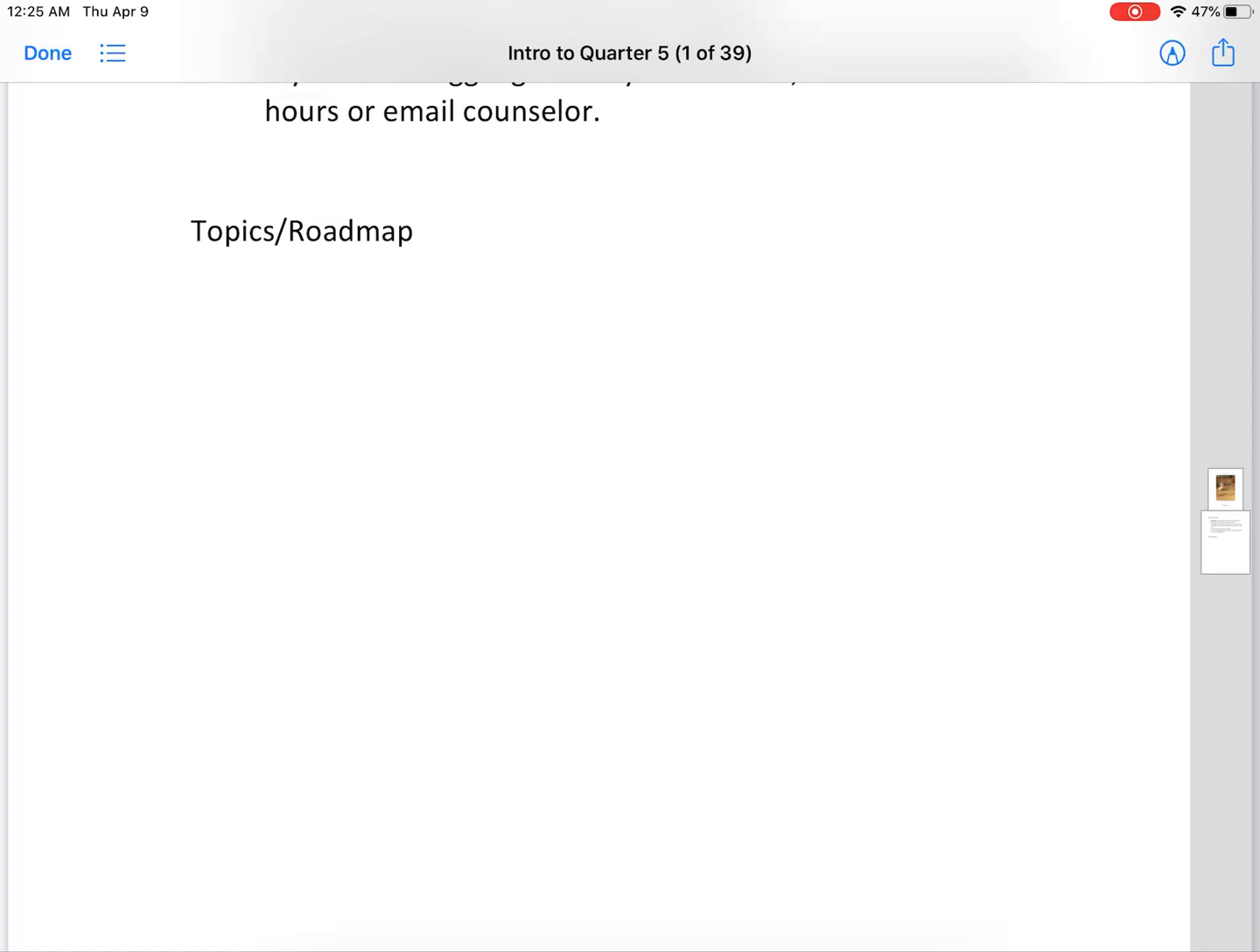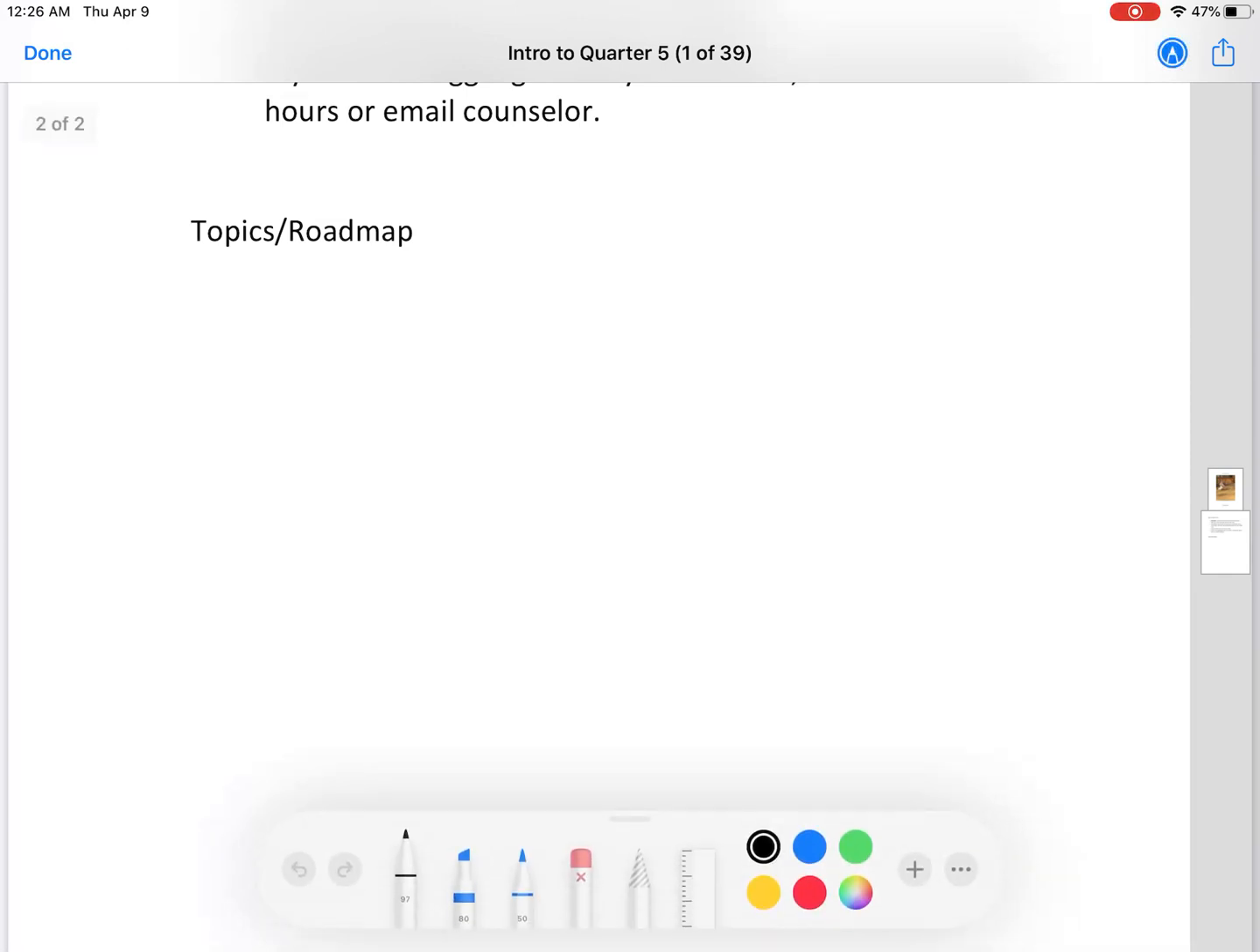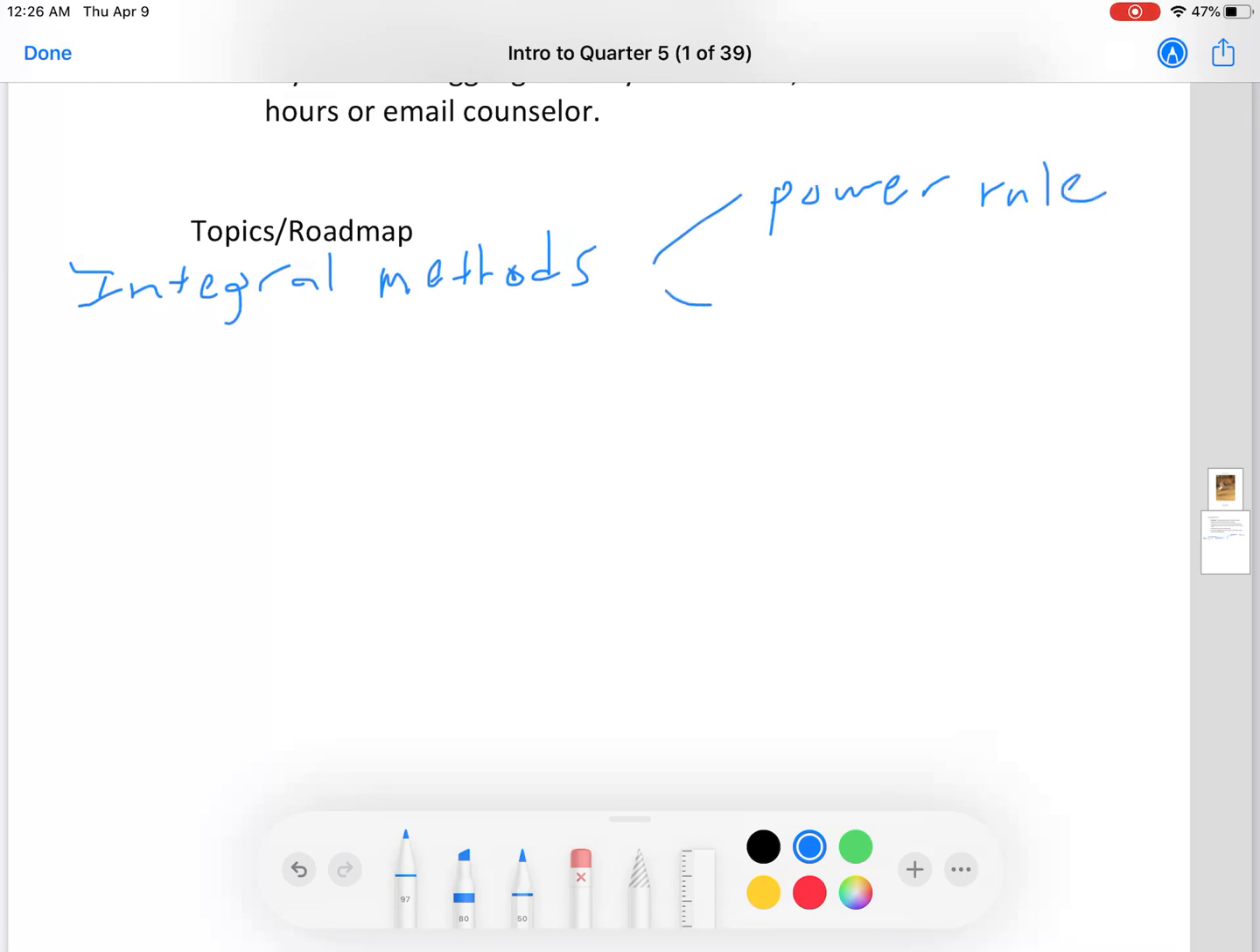So what are we going to be doing for fourth quarter? Well, we are finishing up with integral methods. So we kind of ended with integral methods. So this was power rule, and then U substitution. And we had definite and indefinite integrals.